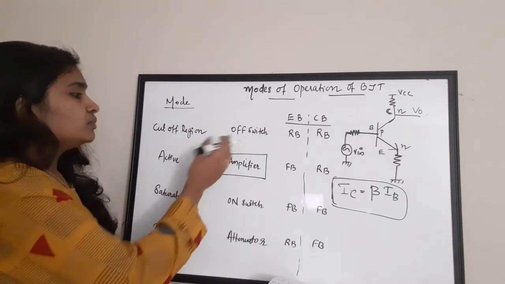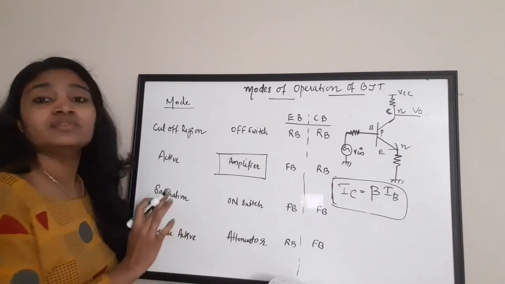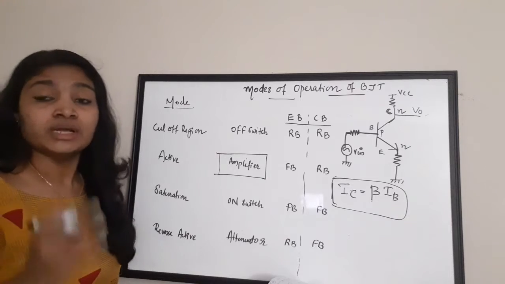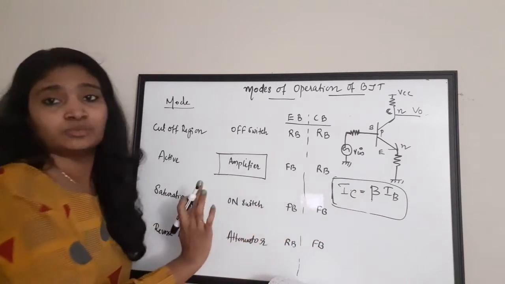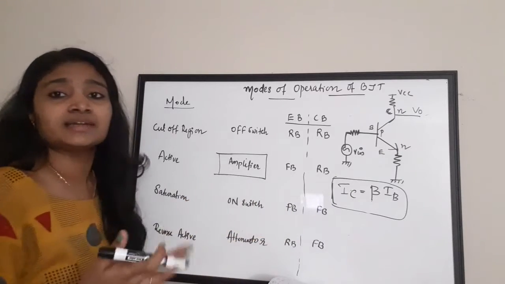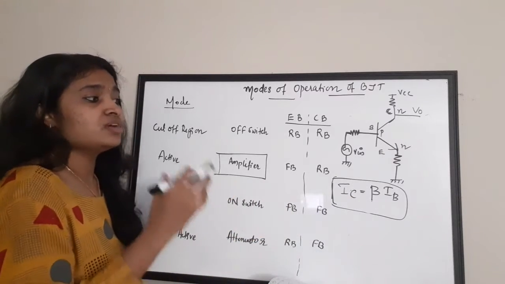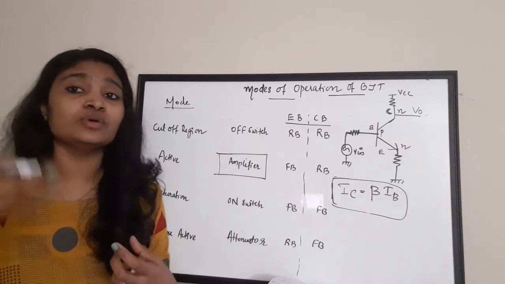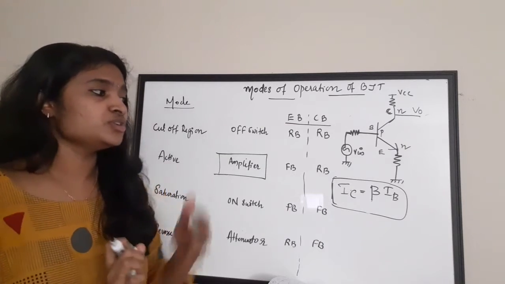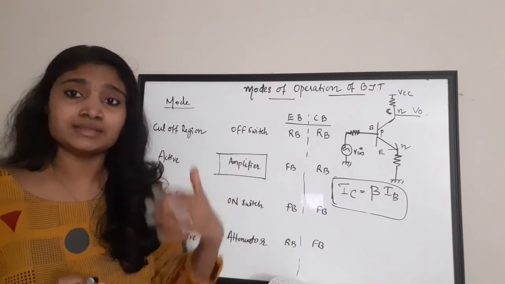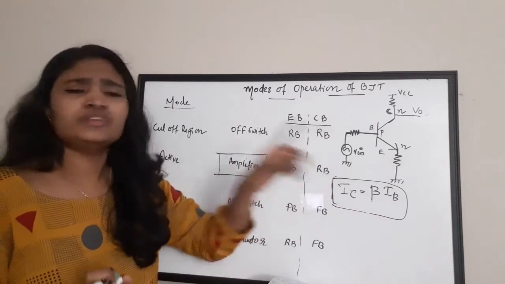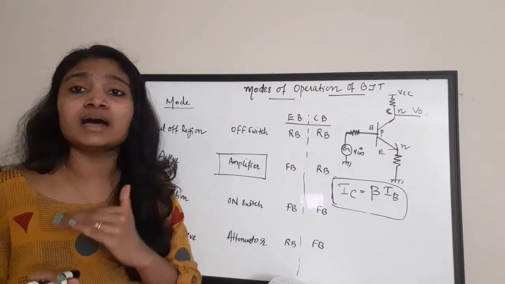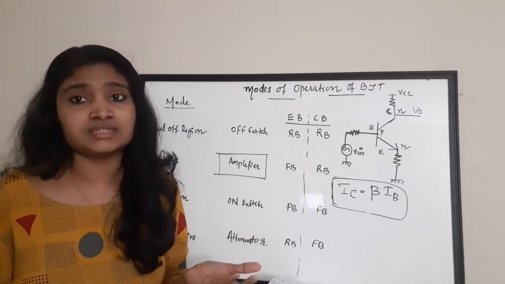Next, moving on to the third stage, which is called the saturation mode. Now what happens here is that, see, this is the relation in active mode, right? IC is equal to beta times IB. What happens when this current IB goes on increasing? We are going to increase the input current IB as high as possible. Now after a particular value of IB, the IC will not get increased anymore.